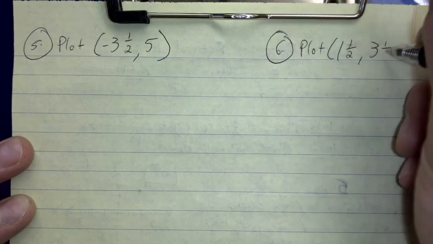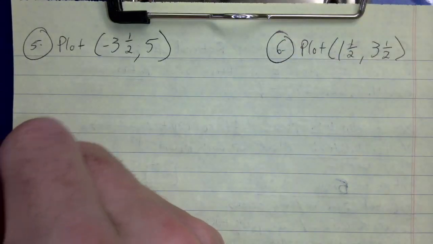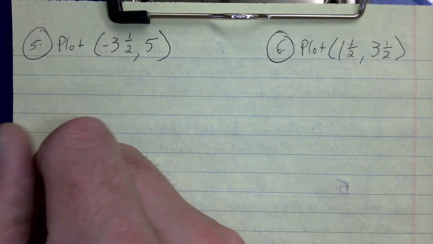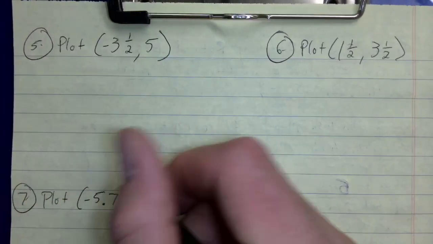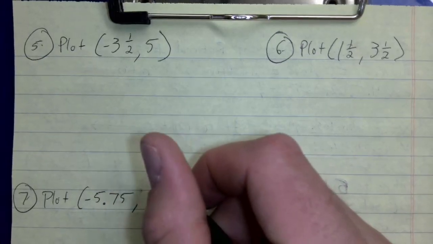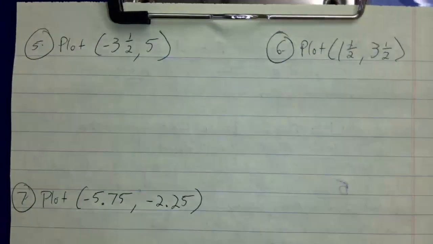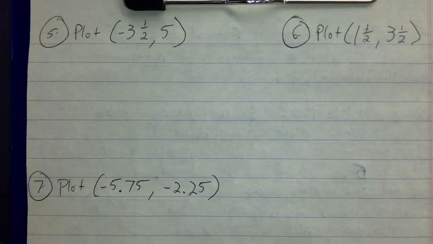Number 5 is, let's see here, plot negative 3 1/2 and 5. Number 6 is plot 1 1/2 and 3 1/2. And skip a couple lines for number 7. Number 7 is going to be plot negative 5 and 75 hundredths and negative 2 and 25 hundredths for your Y. Go ahead and try numbers 5, 6, and 7 on your own.